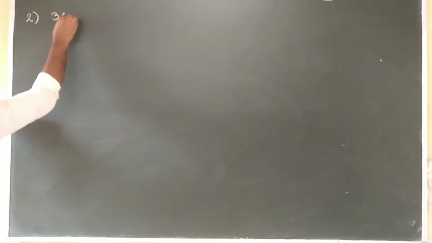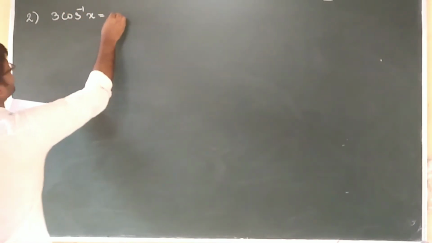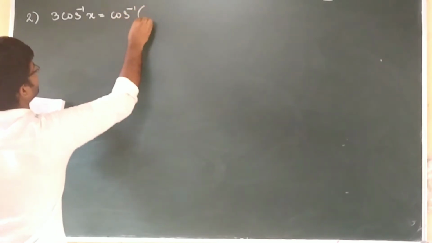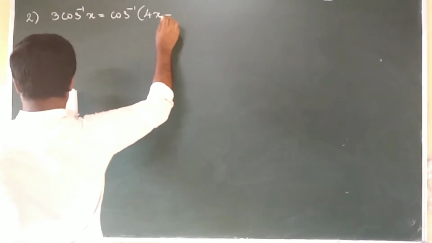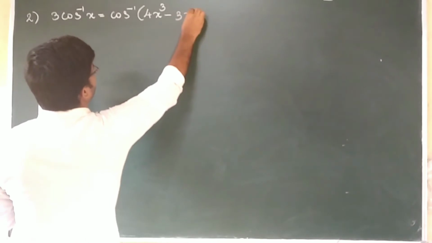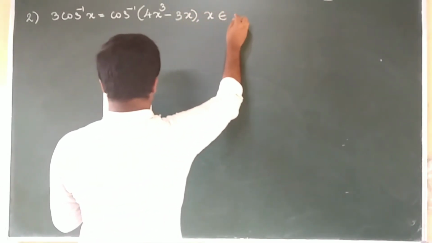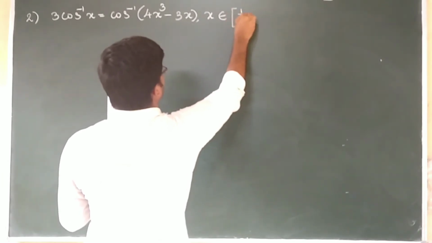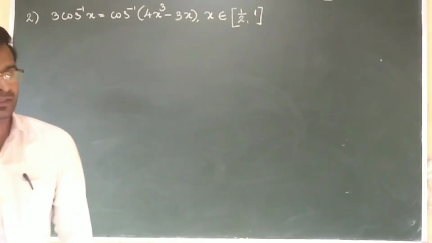Now we can see question number 2. Let's take question number 2: 3 cos inverse x equal to cos inverse of 4x cube minus 3x. Here also one condition is given, x belongs to 1 by 2 to 1. Here's the condition. Check it in this question.